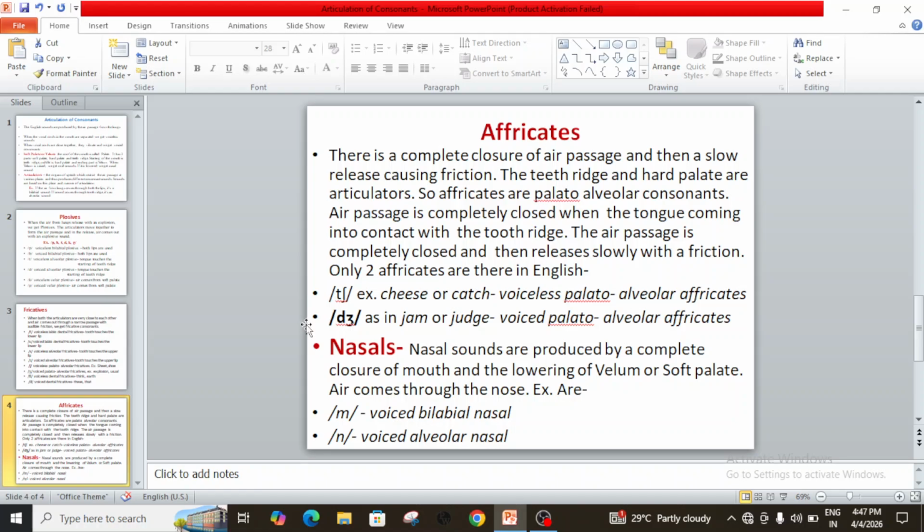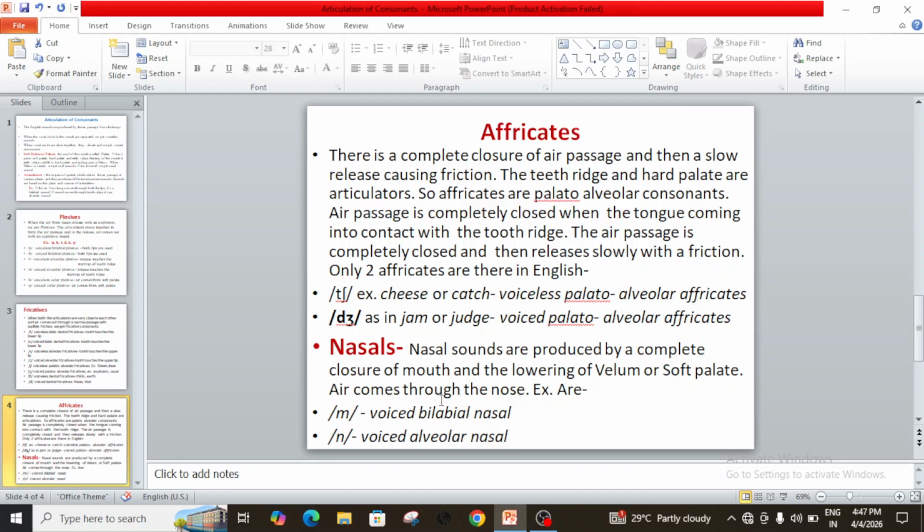Next is ja. Words like jam and judge are used for this. When we pronounce jam, we feel that the vocal cords are vibrating. So it's a voiced sound. It's palato-alveolar because the tongue touches both the hard palate and tooth ridge. So it is a palato-alveolar affricate.